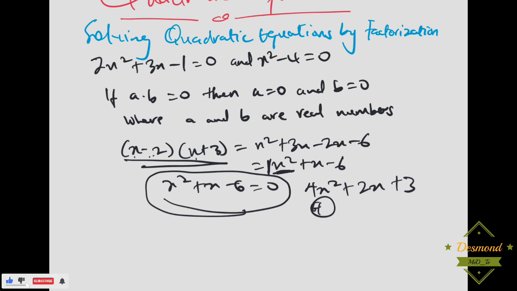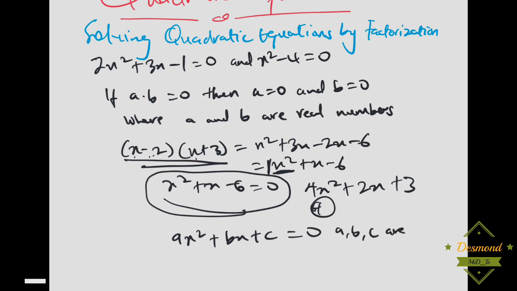But first, we want to confirm that the equation is written in the standard form. So what is the standard form? The standard form of a quadratic equation is ax squared plus bx plus c equal to 0, where a, b, and c are all real numbers. And remember that a can never be equal to 0. So the equation that we have, x squared plus x minus 6 equal to 0, is in the standard form.